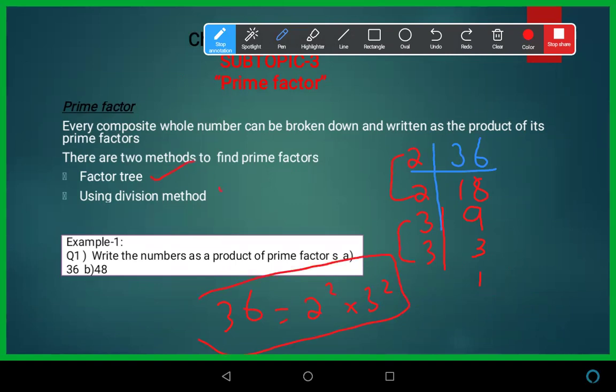So I hope you got the point of what prime factors are. Now, example number 2, part B is 48. It's your homework. Try to solve this one and comment the answer, and I will tell you whether it is the right answer or not.